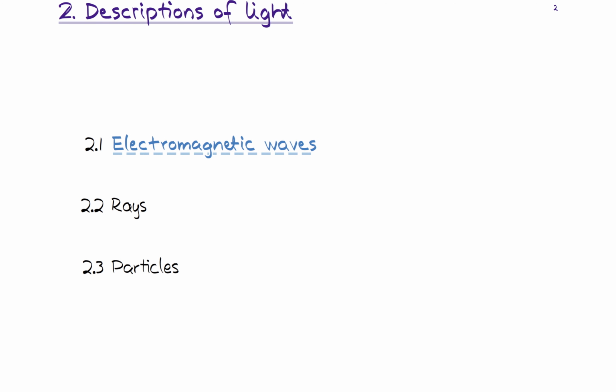This is the first lecture that we have on our chapter 2 regarding the descriptions of light in our course on optics. So in 2.1, titled Electromagnetic Waves, we will briefly go through the very first notions of electromagnetic waves. After that, I will bravely start by introducing to you the Maxwell's equations in vacuum.